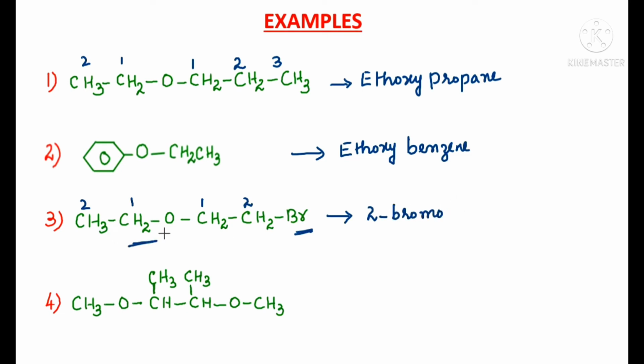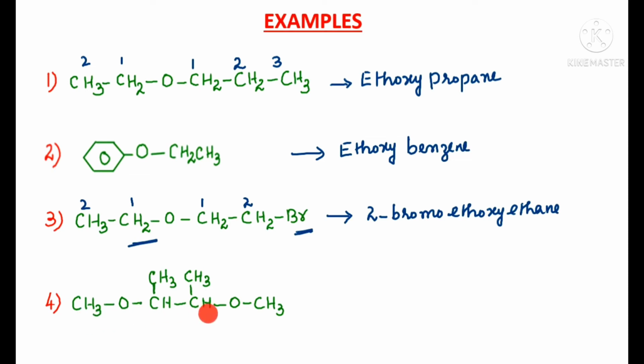Then comes the ethoxy group. 2-bromo ethoxy ethane. Okay, this is the parent hydrocarbon, so the parent alkane is ethane. 2-bromo ethoxy ethane. Hope you might have understood. We shall see the next compound, students.